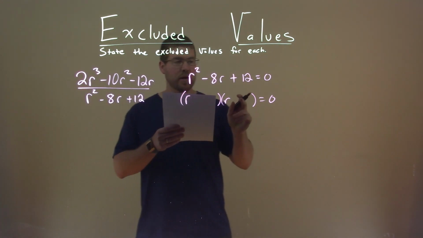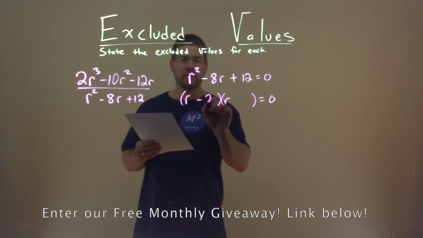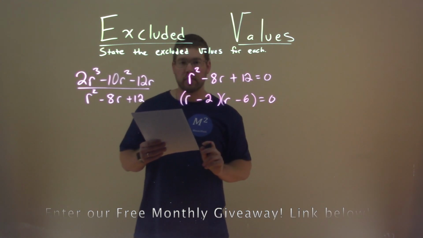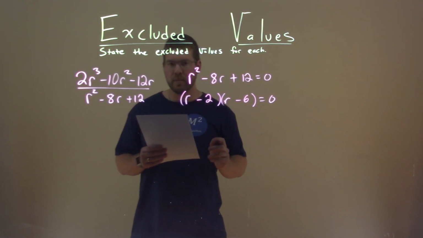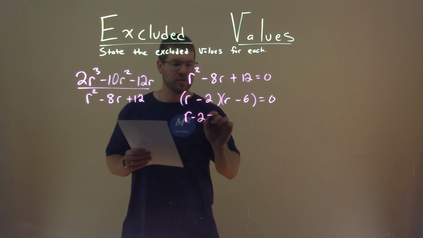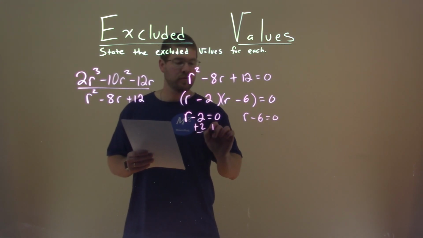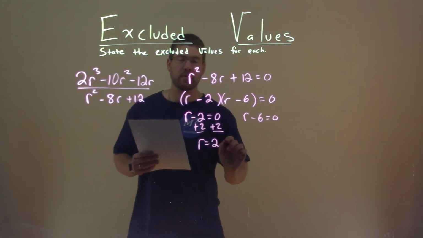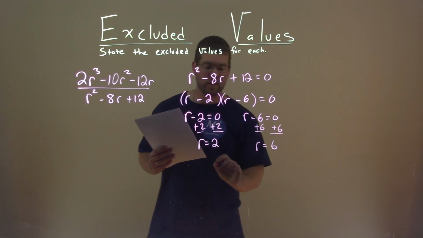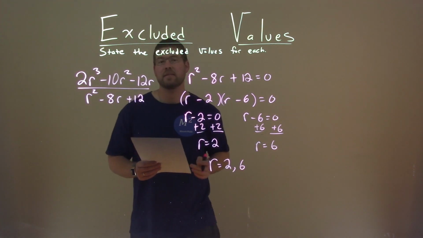What two numbers multiply to be positive 12, but add to be negative 8? Negative 2 and negative 6. Negative 2 times negative 6 is positive 12. We add the two, we get negative 8. So now we have two parts equal to 0. We can set each part individually equal to 0. Now we're solving. We add 2 to both sides, and r equals positive 2. Add 6 to both sides, and r equals positive 6. And so our two excluded values are just 2 and 6.